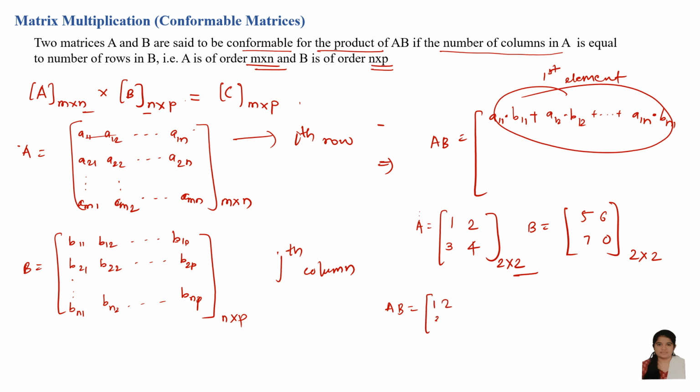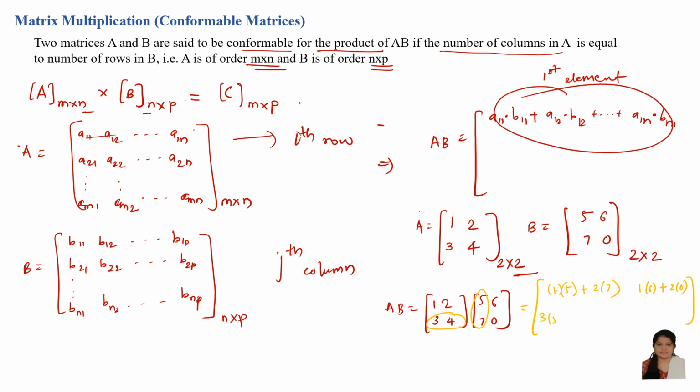This is going to be 1, 2, 3, 4 into 5, 6, 7, 0. So we will be multiplying the first row and the first column. So this will be 1 into 5 plus 2 into 7. This is the first element. Then to obtain the second element, the first row and the second column. So this is going to be 1 into 6 plus 2 into 0. Then similarly for the second row, we will be multiplying the second row and the first column.